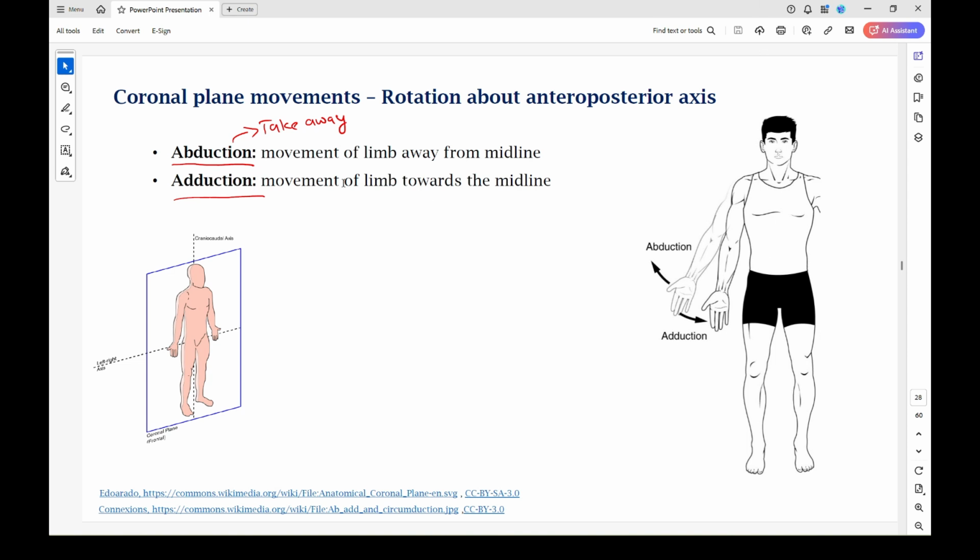Abduction is when, so this would be the midline of the body. Abduction is taking the limb away from the midline of the body, if you are taking your hand away from the body, whereas adduction means taking the hand towards the body, or the limb towards the midline of the body. Similarly, if you were to move the leg away from the imaginary midline, it will be abduction, whereas getting it closer to the midline would be adduction.